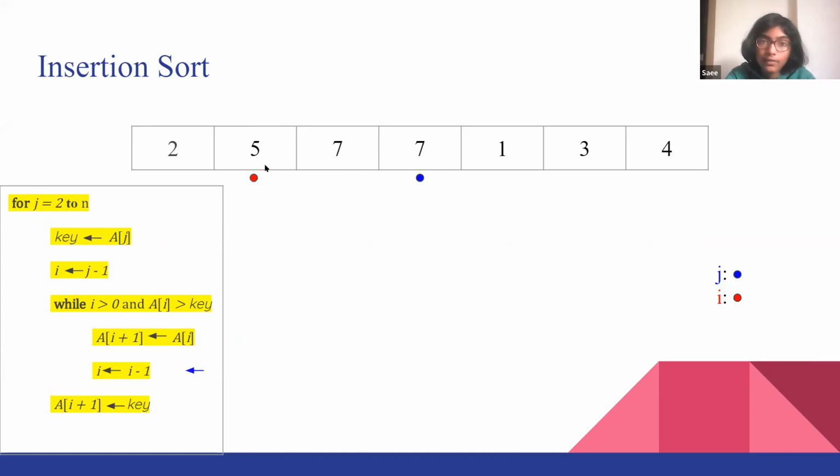Now we go to 5. 5, are you greater than me? No, which means I have to come to the right of you. Voila. Okay, let's look at one more iteration.